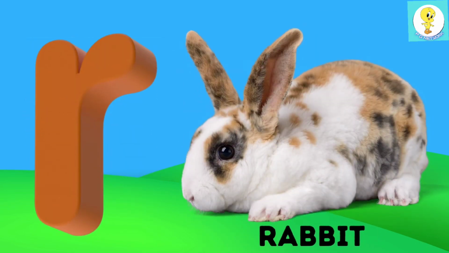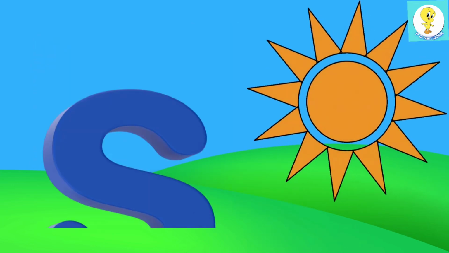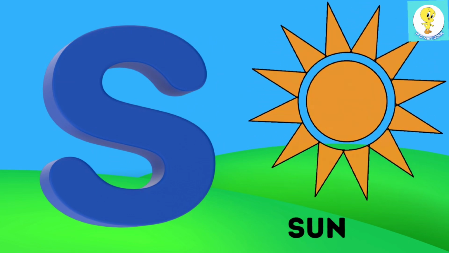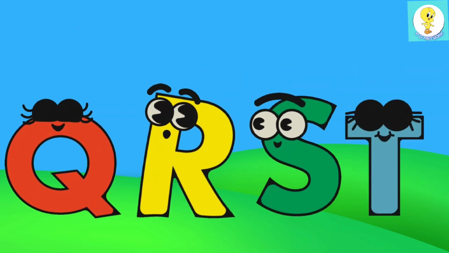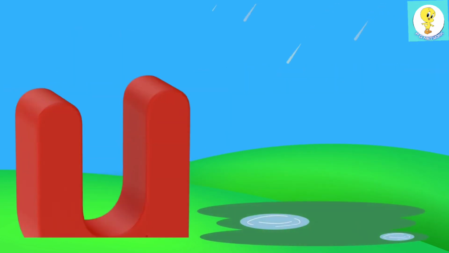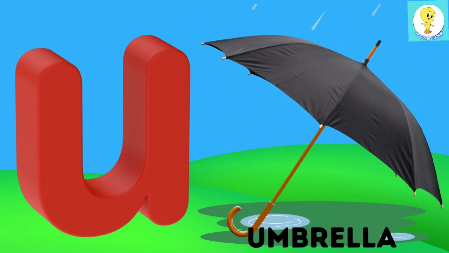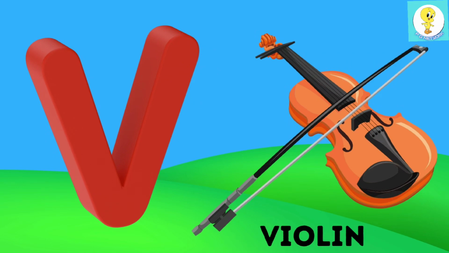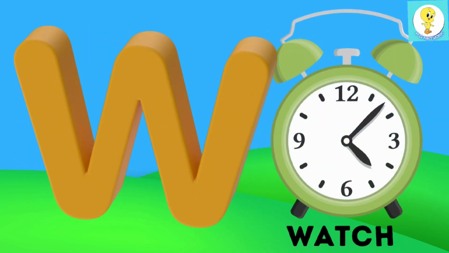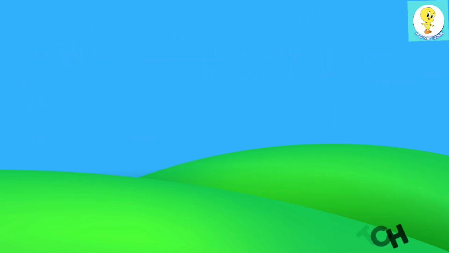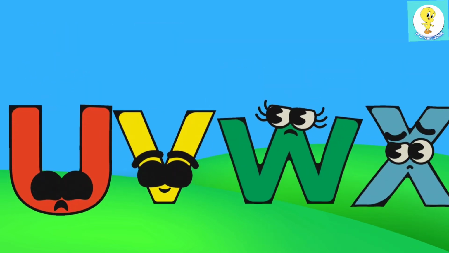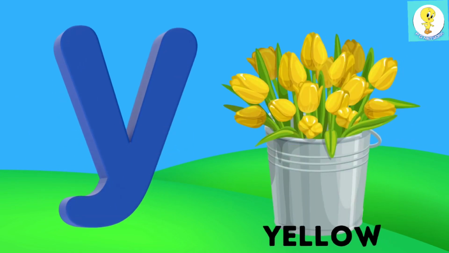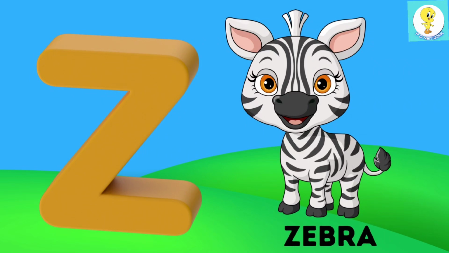R is for rabbit. S is for sun. T is for toad. U is for umbrella. V is for violin. W is for watch. X is for xylophone. Y is for yellow. Z is for zebra.